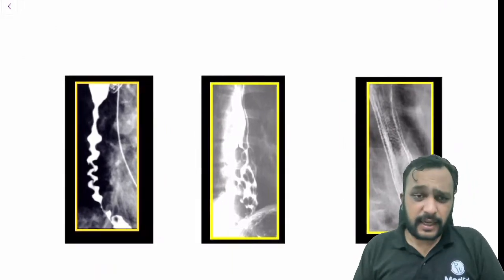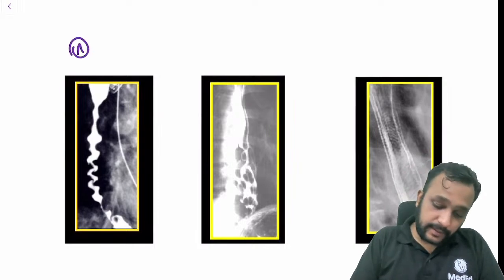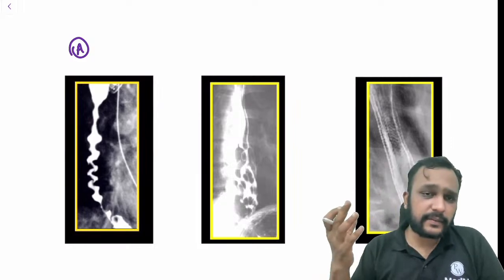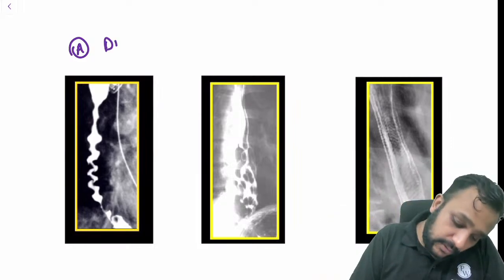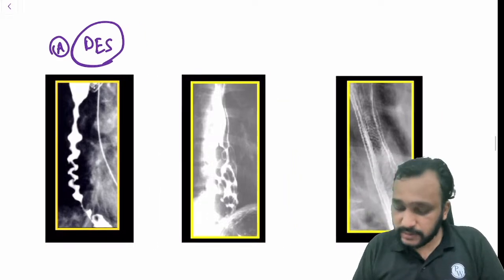Now guys, talking about other images, this is the first barium image. This is the corkscrew appearance that is seen in diffuse esophageal spasm.